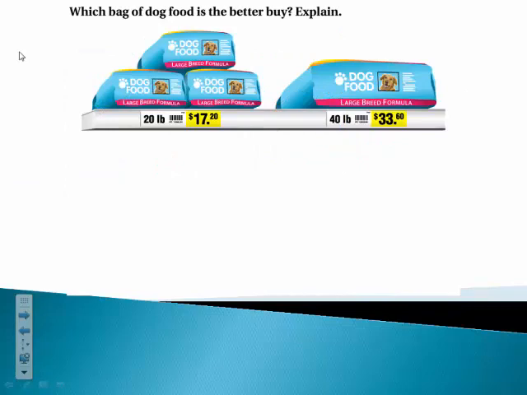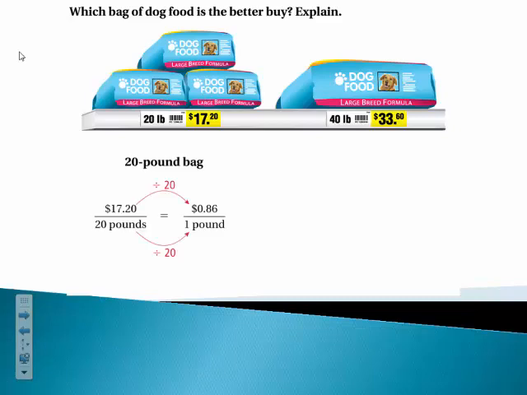All right? All right, I think this is the last example. Which bag of dog food is the better buy? So this is actually very practical. You use it a lot in the store, or at least your parents do. So let's see. First, we have to break it down to how much it costs per pound. Because if you notice, they both have a price, and they both have ounces.